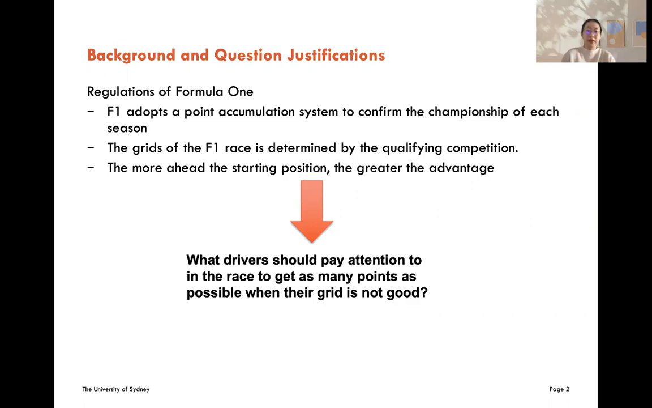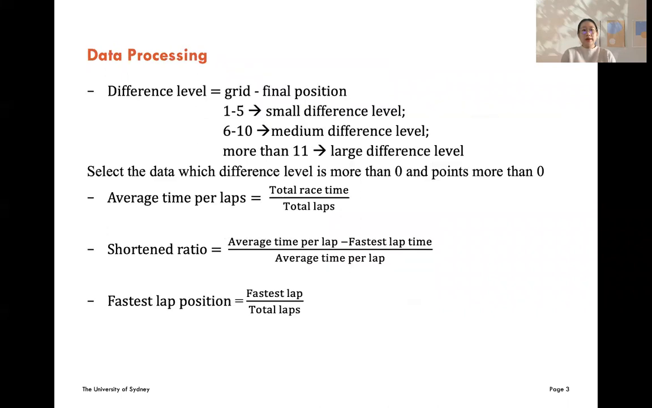What should drivers pay attention to in the race to get as many points as possible when their grades are not good? We mainly use the historical race results data for this analysis.